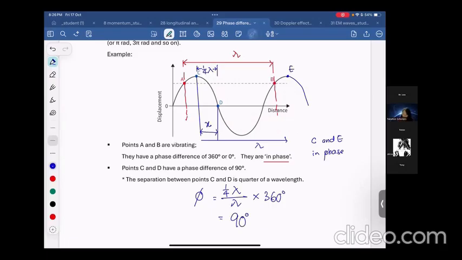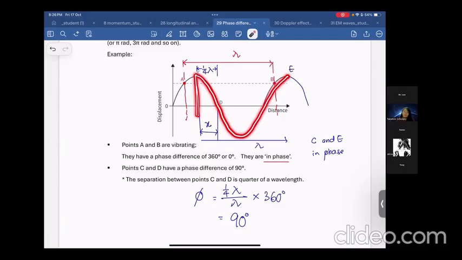Or using the way that I mentioned just now, this is one complete wave. One complete wave is 360 degrees. Half of it is 180 degrees. Half of it again is 90 degrees. So what is the phase difference for C and D? The answer is 90 degrees. Then we say that they are not in phase. In phase means they are in the same phase. I'm at crest, you are at crest also. When I go down, you also go down together.